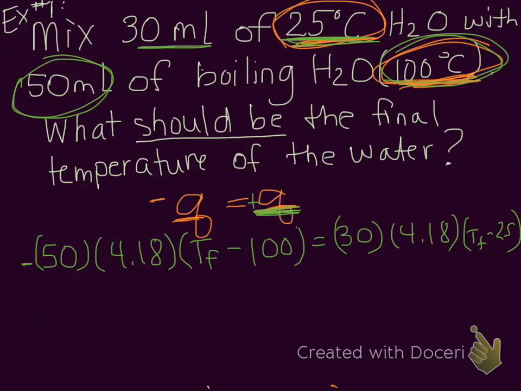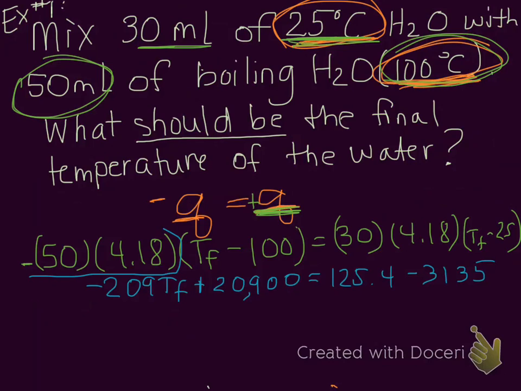All right, so now this is basically a giant algebra problem that you need to solve. Okay, so now I just multiplied through. I took these two numbers and multiplied them, and then I distributed to here and here.